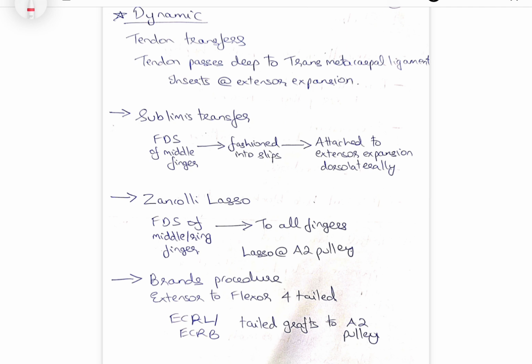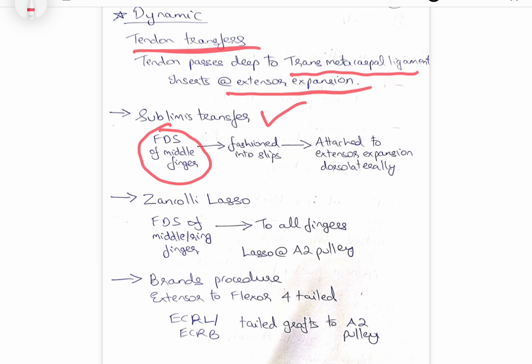Now for the dynamic procedures, when the assisted angle required is more than 30 degrees, we go for tendon transfer. Okay, so what is the basic concept? The tendon passes deep to the transverse metacarpal ligament and inserts at the extensor expansion. Am I making sense? Okay, so the commonly performed tendon transfers for the dynamic procedures are the sublimis transfer. What do we do? In that procedure, the FDS of middle finger is fashioned into slips which are attached to the extensor expansion dorsolaterally. Am I making sense? That is the sublimis transfer.